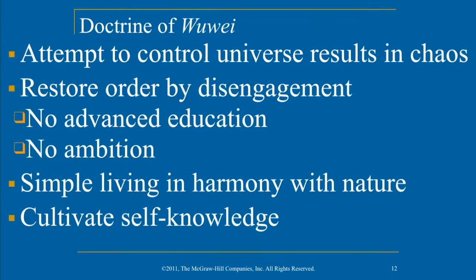Then we get to the doctrine of Wu Wei. It's an attempt to control the universe, resulting in chaos. It's closely connected with the Tao in that the more we attempt to change and manipulate things, the more it results in chaos.